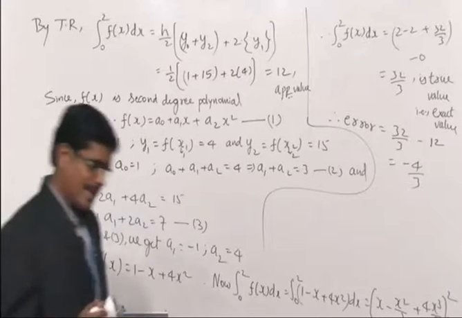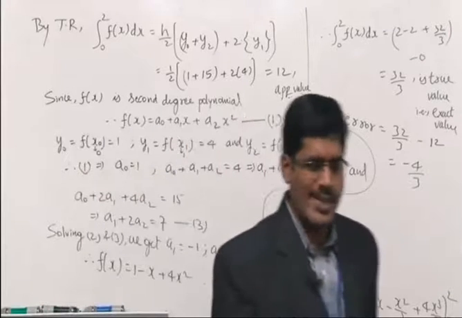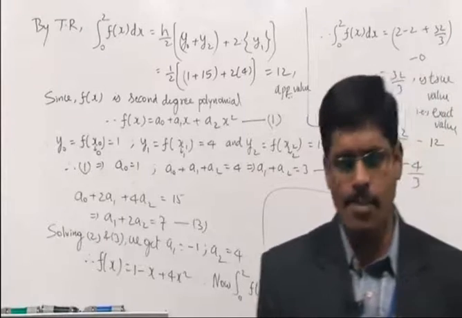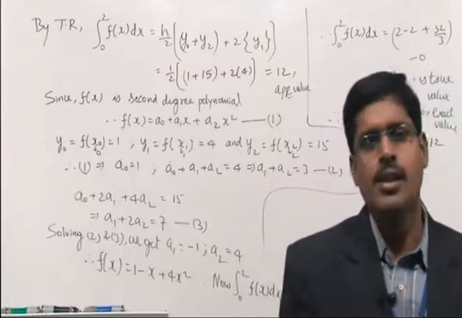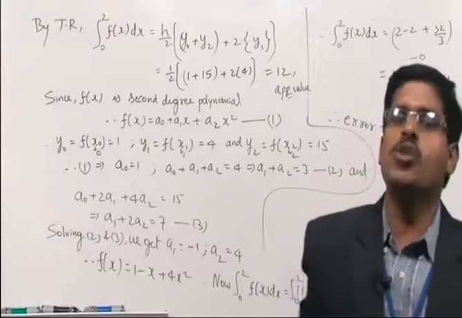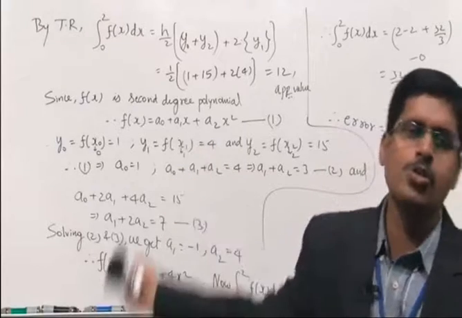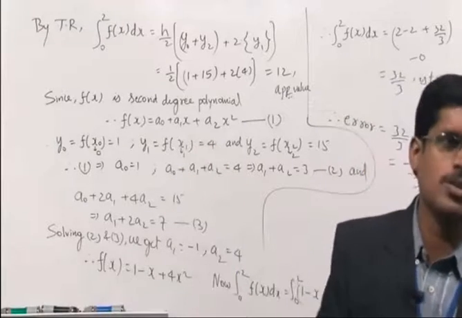Error is defined as exact value minus approximate value. The exact value is obtained by the analytical method, that is the integration method directly. The approximate value is obtained by a numerical method, that is the trapezoidal rule or Simpson's rule, but here the method mentioned is the trapezoidal rule.